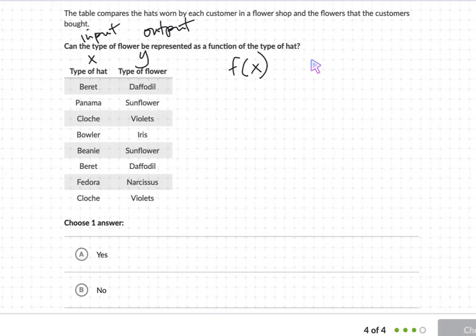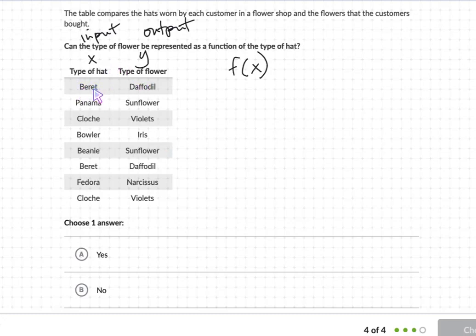Go ahead and pause the video and try this one on your own. This is an interesting one. They're basically saying, can they predict, from the hat a customer is wearing as they come into the store, the types of flowers that they're going to buy? Like, you see someone coming in with a baseball cap. Does that mean they're always going to buy the same flower?